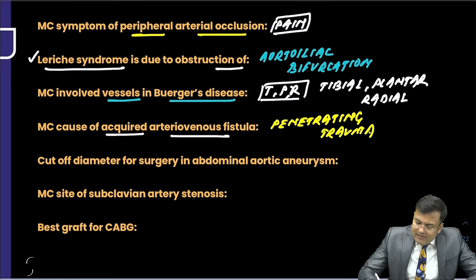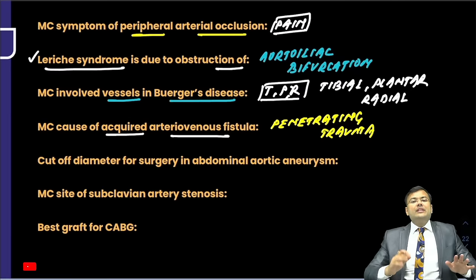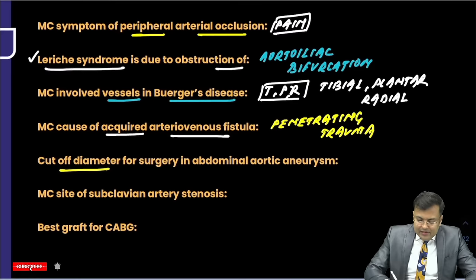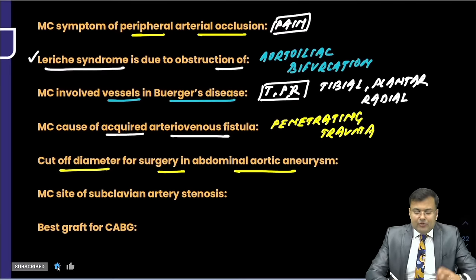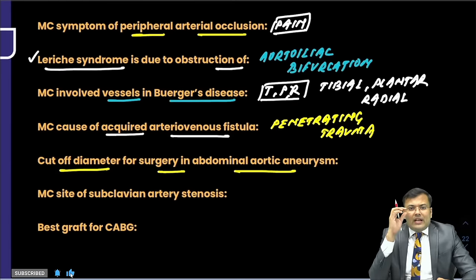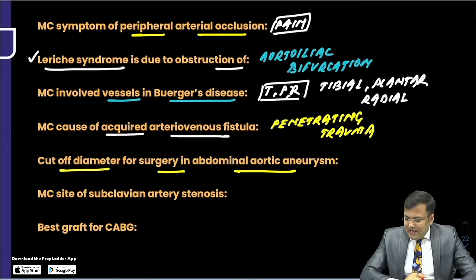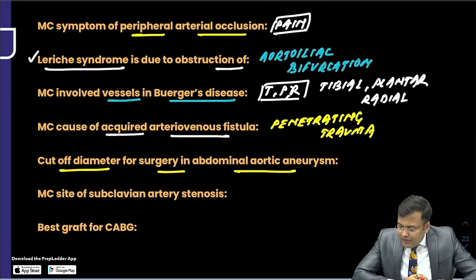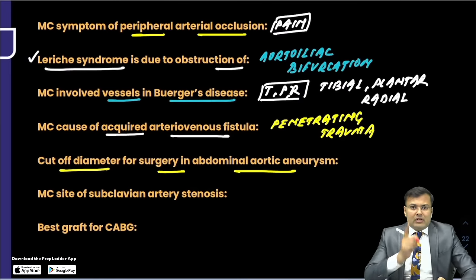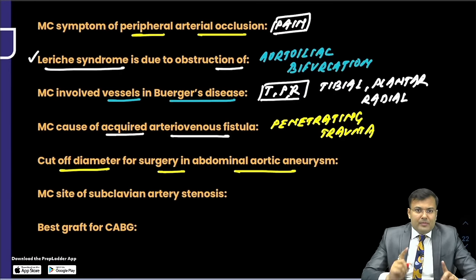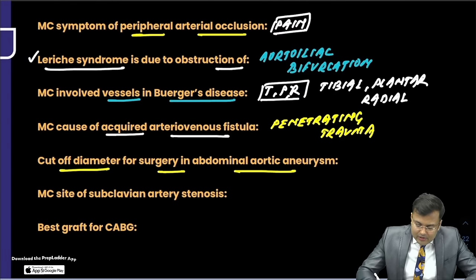Next, a question which is asked almost every year in each and every exam. Cutoff diameter for surgery in abdominal aortic aneurysm. Tell me, guys. Dr. Ashi, most of the times you are replying correctly. Very good, your preparation is up to the mark. It is more than or equal to 5.5 centimeters.